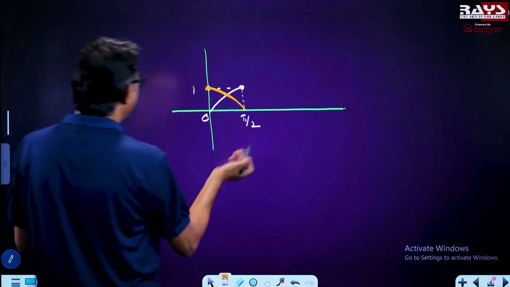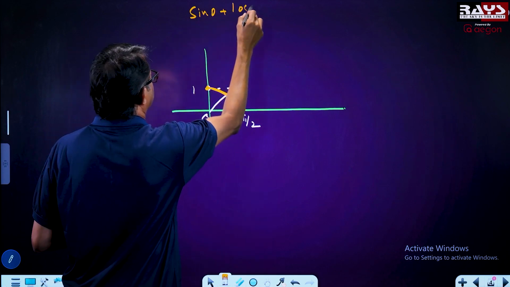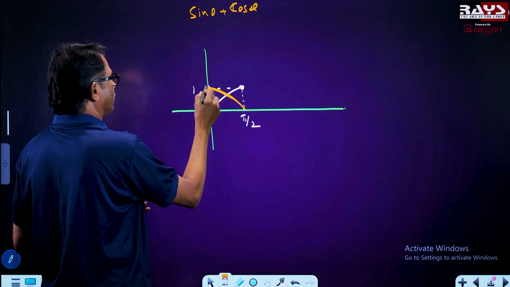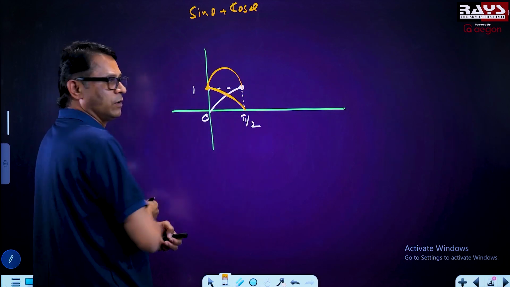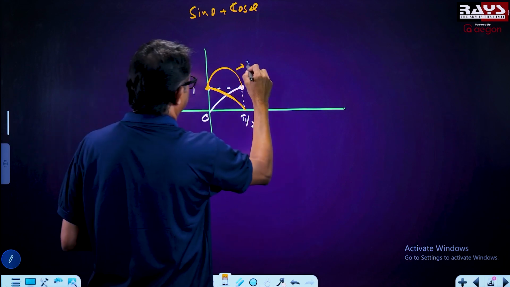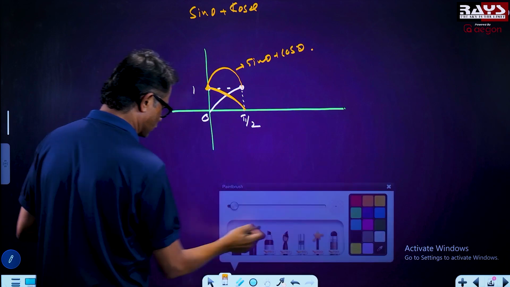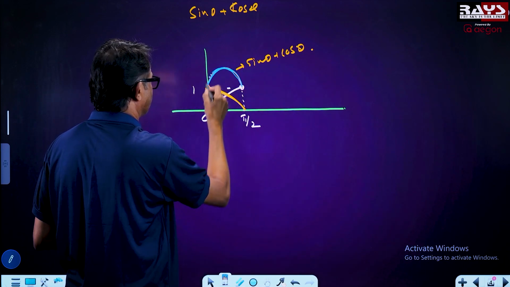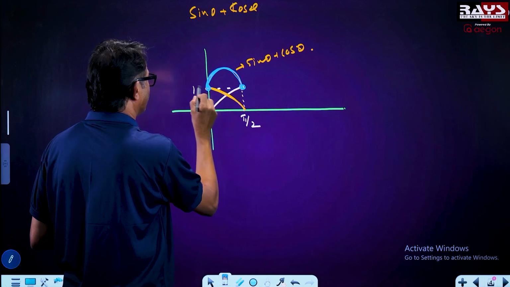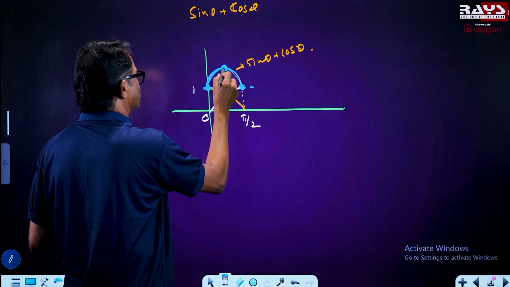Now when you add sin theta plus cos theta, that means 0 plus 1 will be here, and 0 plus 1 will be here, and the function will be like this. So the graph of sin theta plus cos theta is like this. What is its minimum value? The minimum value is 1. And what about the maximum value? The maximum value is at this point.